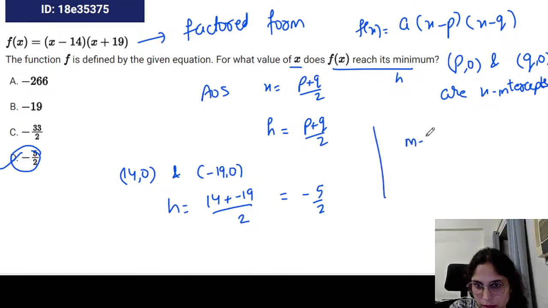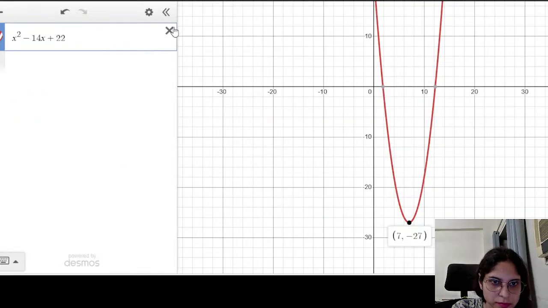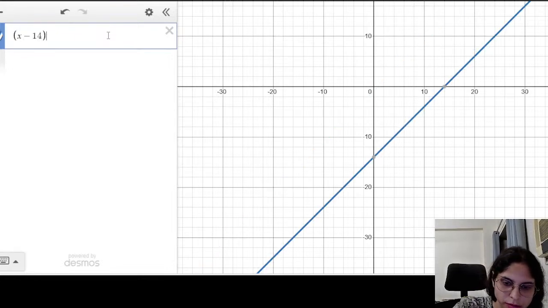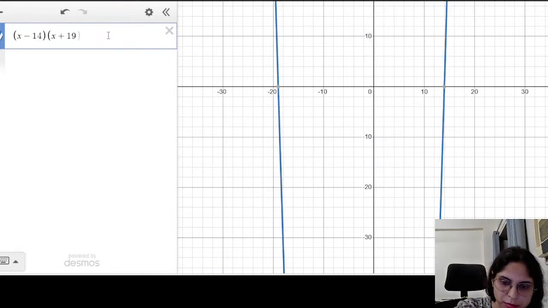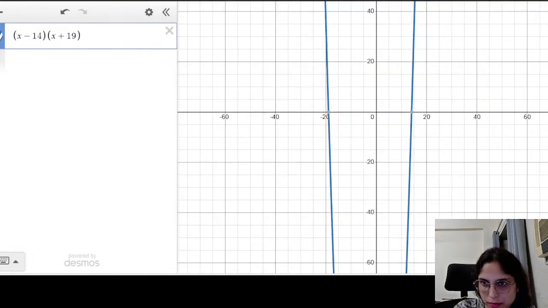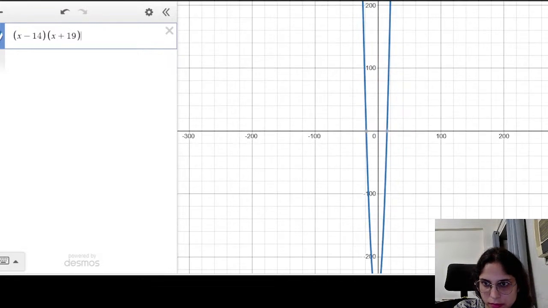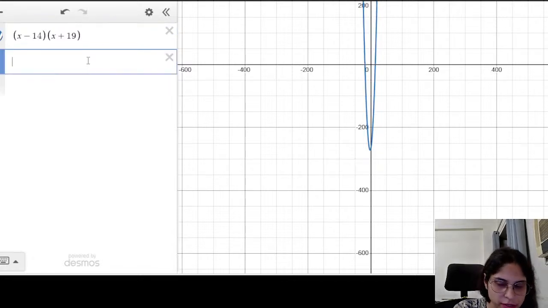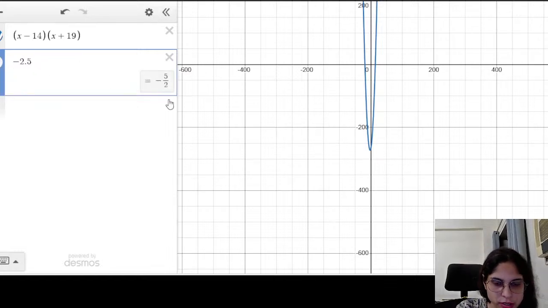Or method 2 is you can just type in Desmos and you can see the minimum. x minus 14, x plus 19. So yeah, negative 2.5. So the value of x is negative 2.5. And now because the options were in fraction, you write negative 2.5 converted into a fraction. Answer is negative 5 halves.